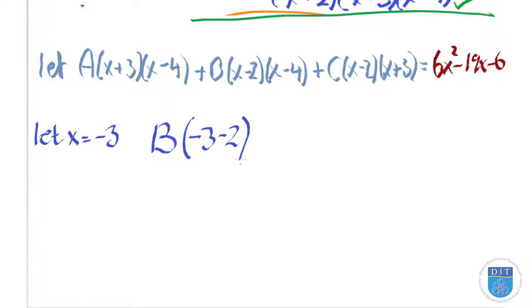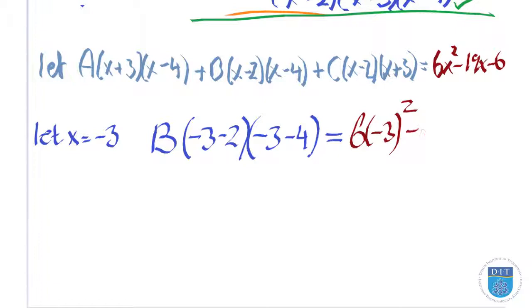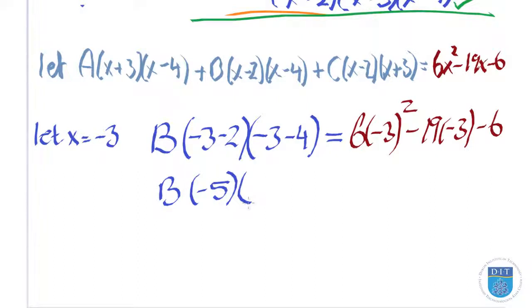minus 2 minus 3, minus 2 minus 3 minus 4, equals this. There's an x plus 3 there. When I put in a minus 3, that'll disappear as well. And on the other side I have 6 by minus 3 squared minus 19 by minus 3 minus 6. So be careful, you have to sub into the right hand side as well. Right, okay, so what am I left with? Well, I'm left with B by minus 5 there. This is all multiplied together, so even though I'm putting a space, don't forget there's multiplication going on here. Minus 7.